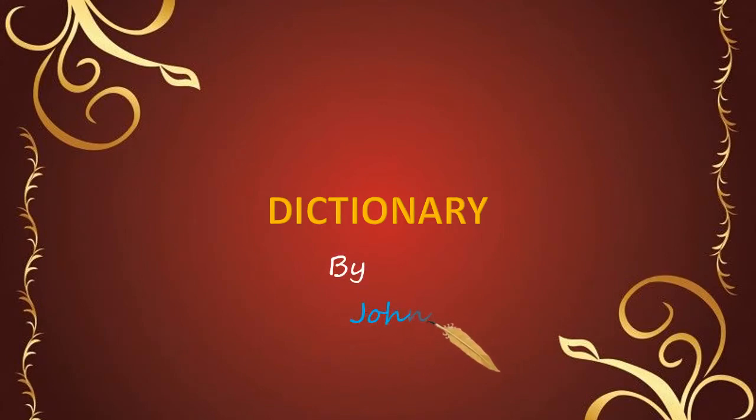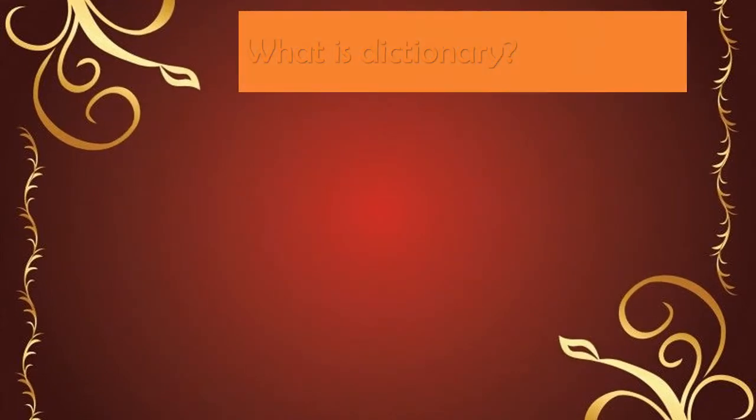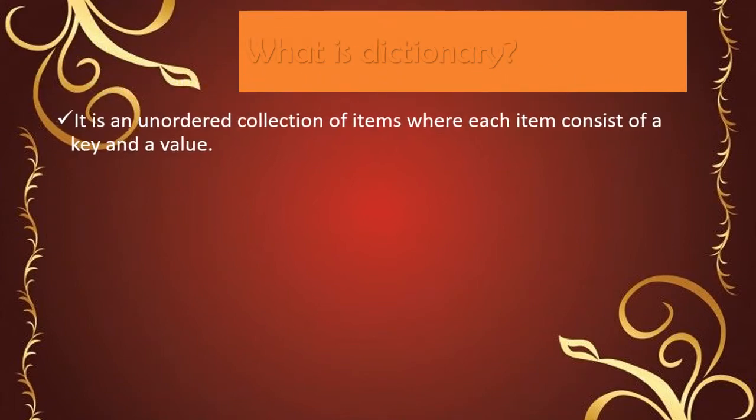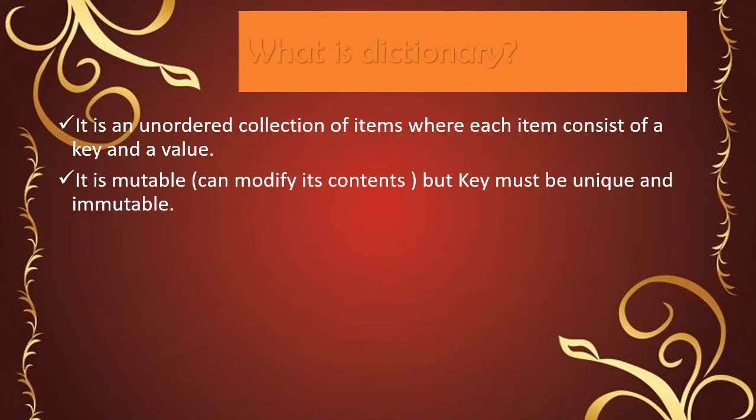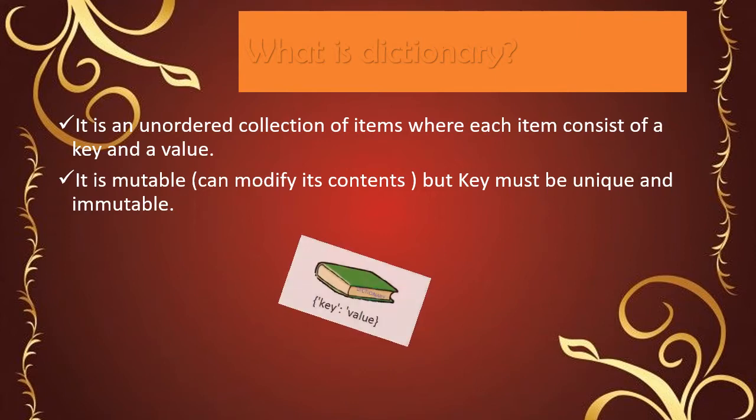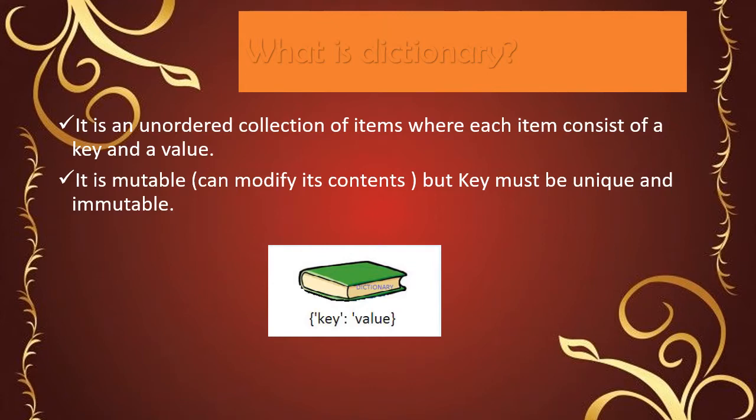In this video, we are going to see about dictionary in Python. It is also one of the Python sequences. Dictionary means it's an unordered collection of items, and each item consists of a key and a value. The items are mutable, but the key must be unique and immutable. So all items have a pair: key and value.